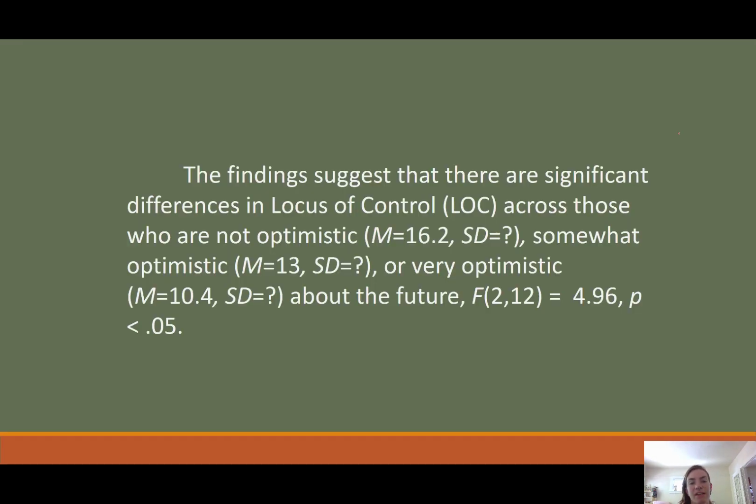In other words, the findings suggest that there are significant differences in locus of control across those who are not optimistic, somewhat optimistic, and very optimistic about the future. And then you can see that there's this funky part of the sentence, it looks like a different language. That's how we report our ANOVA results in APA format. So F on 2 and 12 degrees of freedom, that's degrees of freedom between and degrees of freedom within, so those are your degrees of freedom values, is equal to 4.96 at the p level of 0.05.